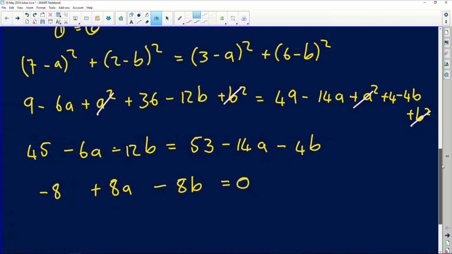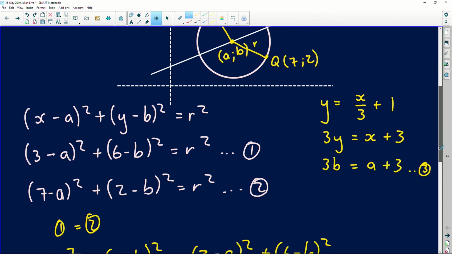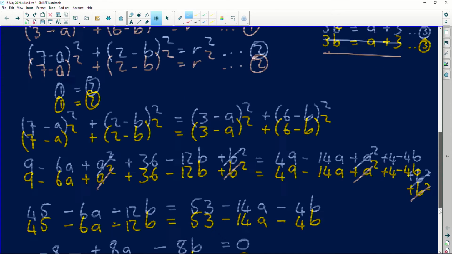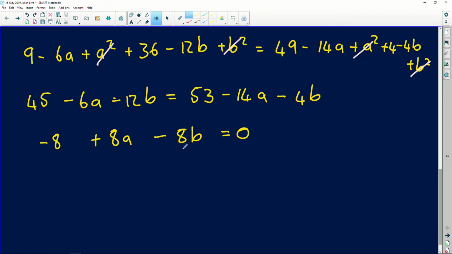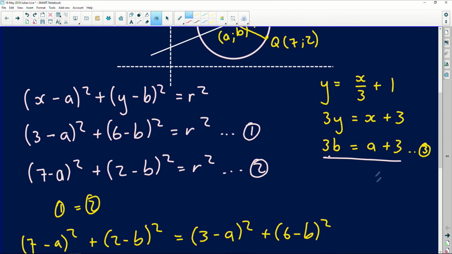So let's do that point next. We're going to go back up to the top and say that 3b is equal to a plus 3. That's what we're going to substitute in here for a. So if we take this equation and rewrite it as a being the subject of the formula, we're going to have 3b minus 3 is equal to a.